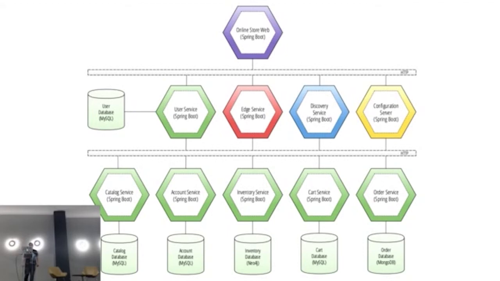This is a microservice architecture of an online store that I put together for the Cloud Native Java book. And this is a full sample application. So I'm not an ivory tower architect. I didn't just draw this. I drew it and then built it and modified it.